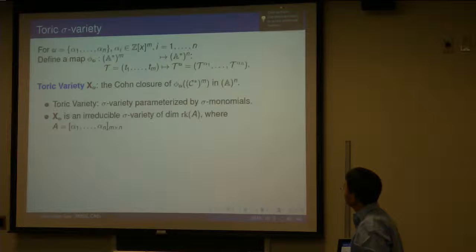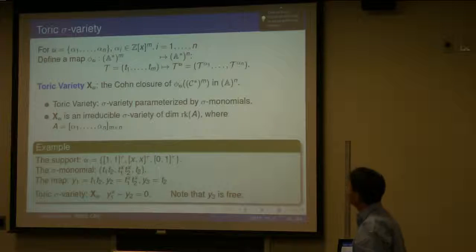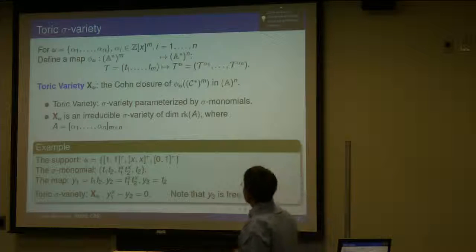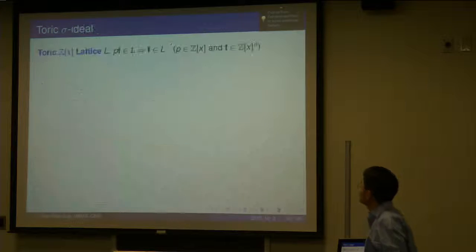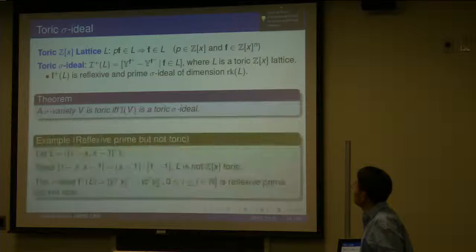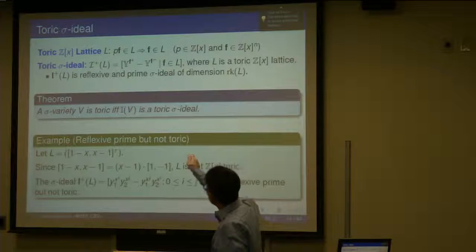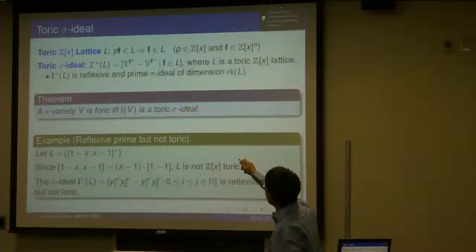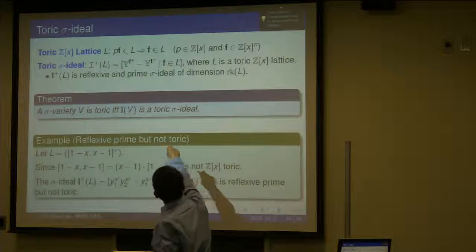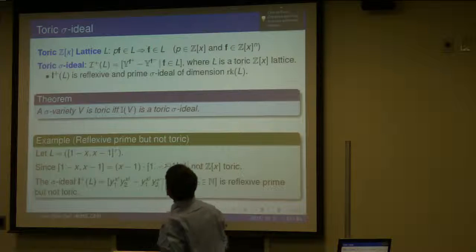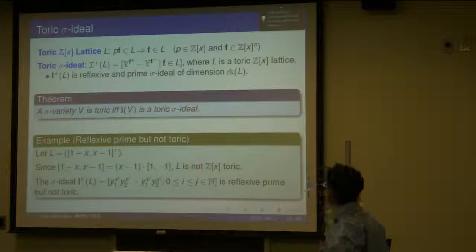Then these are toric varieties. Again, quite similar: the toric variety is basically the closure of the image of a set of monomials. Basically, everything is the same. Here I can prove that a sigma variety is toric if and only if its defining ideal is toric. A toric sigma ideal is a very simple binomial ideal. It's prime, it's reflexive, and even more.